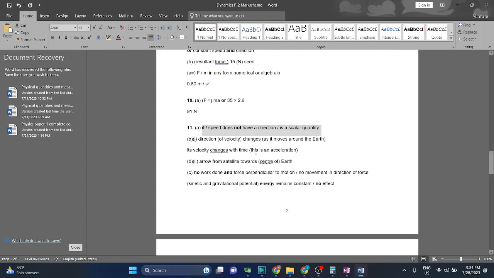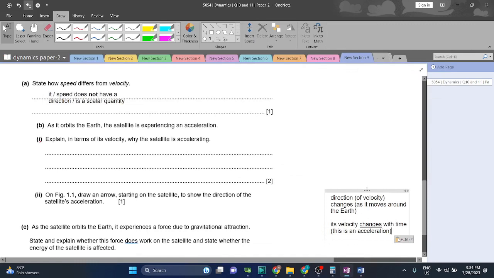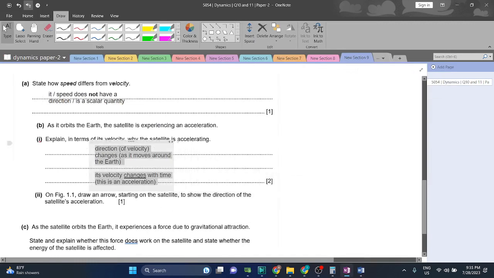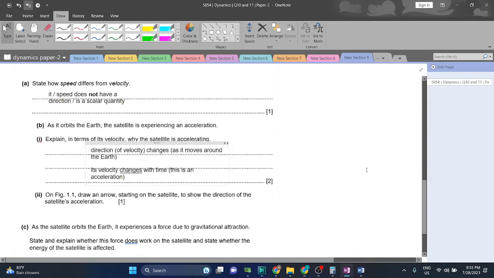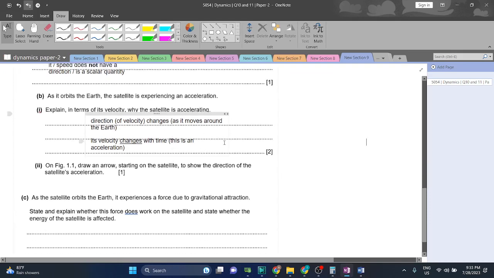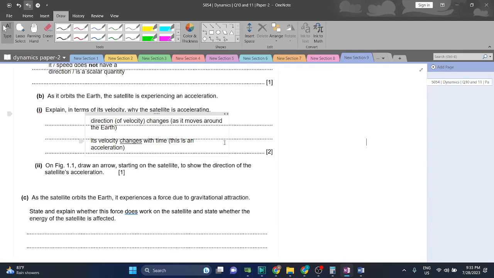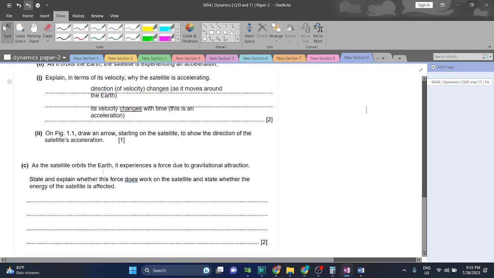You should remember this by now. It's because of the amount of times I've said this statement, the same statement again and again. So you should remember it. Direction of the velocity changes and moves around the earth. Just like I told you, its velocity changes with time. This is an acceleration. When the velocity is changing, that means there is an acceleration or a negative acceleration, which is deceleration. So in both cases, there is a resultant force.